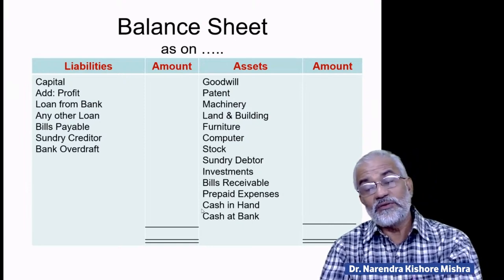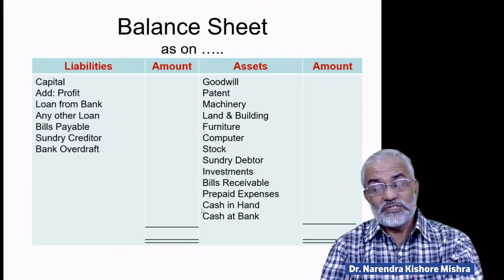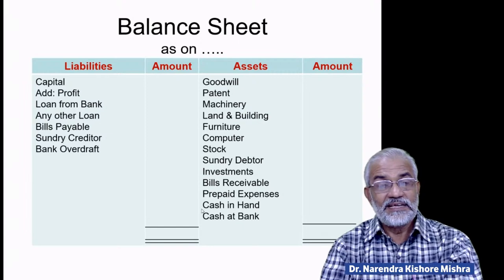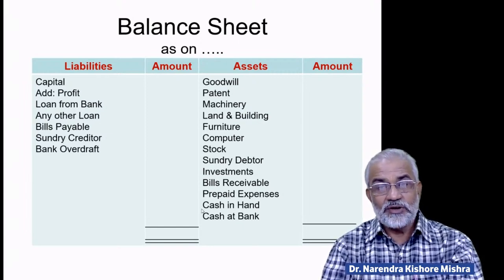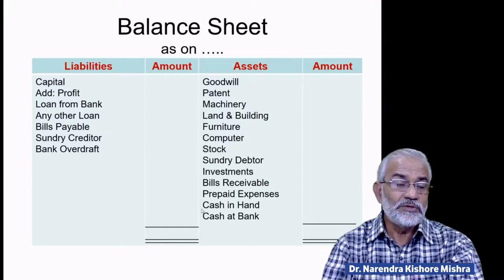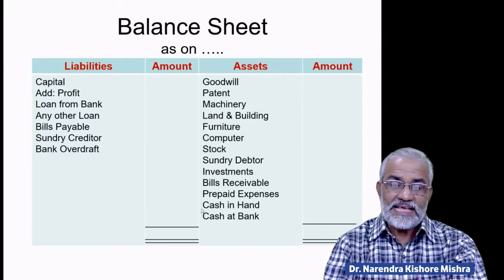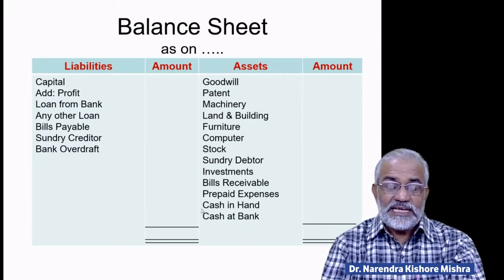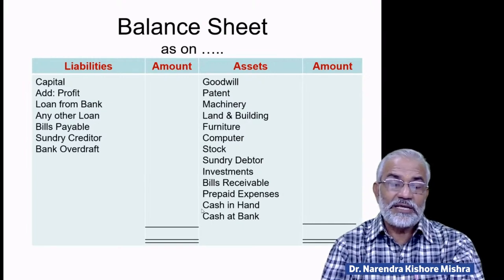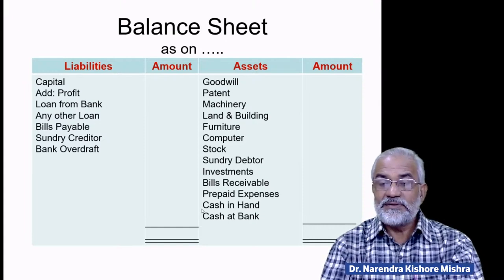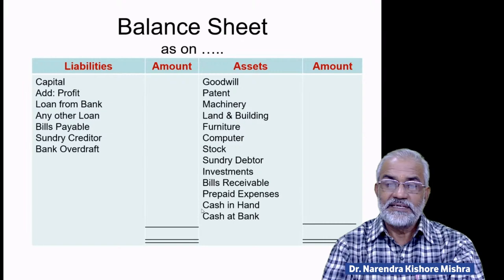Then work in process will be converted into finished goods. Finished goods can be converted into cash in case of an instant cash sale. If it is not a cash sale, then finished goods are converted into sundry debtors in case of credit sale, and sundry debtors are converted into cash. But the entire cycle is completed within one accounting cycle or one accounting period. That's why it is called current assets. Bills receivable is also a current asset.